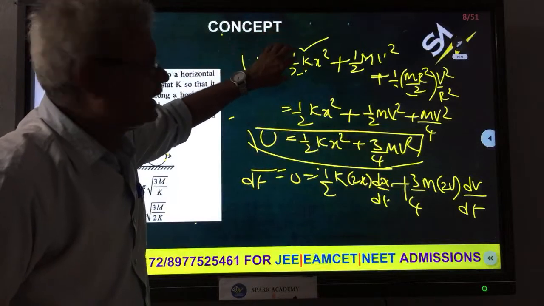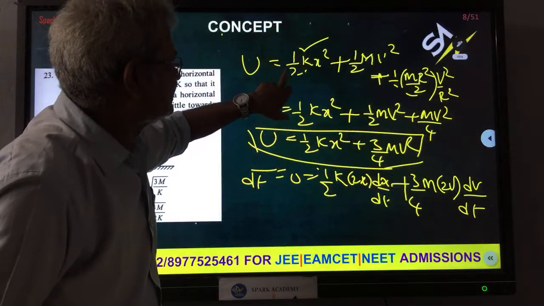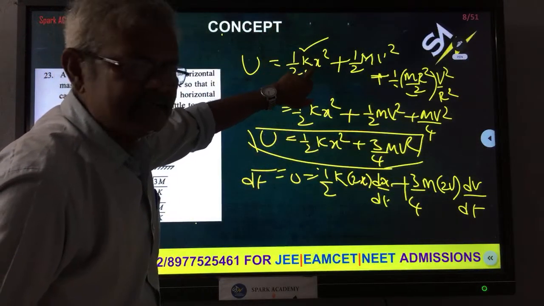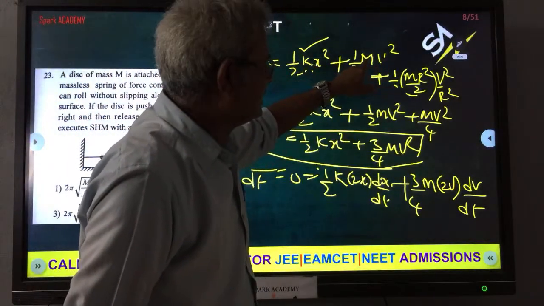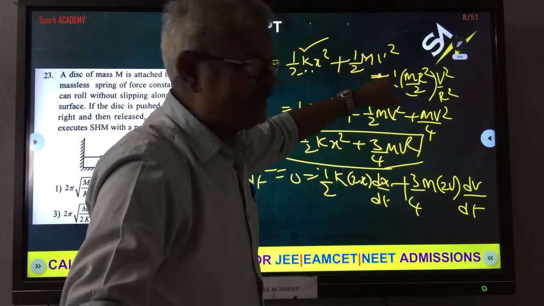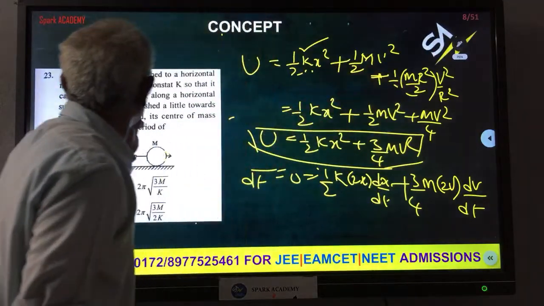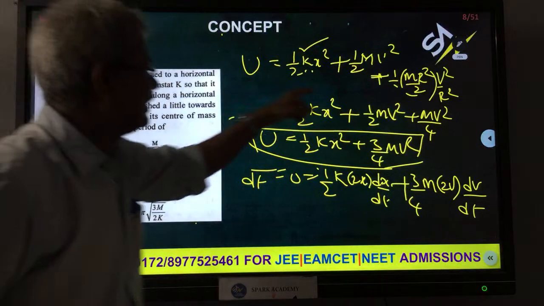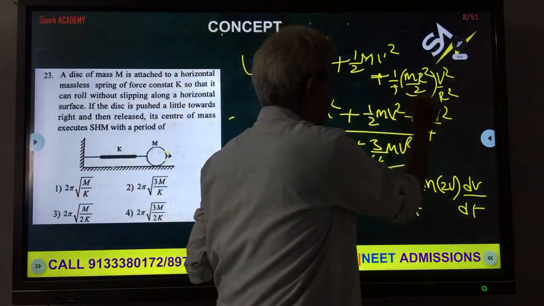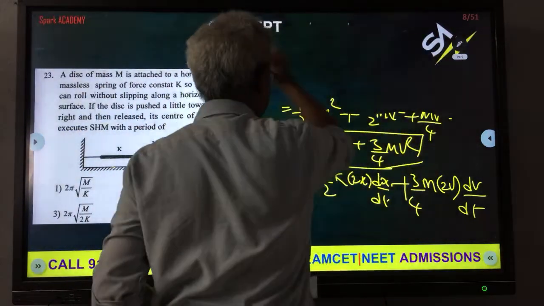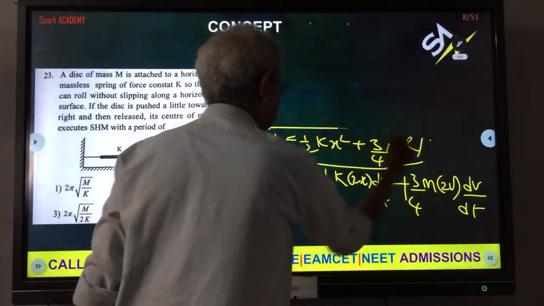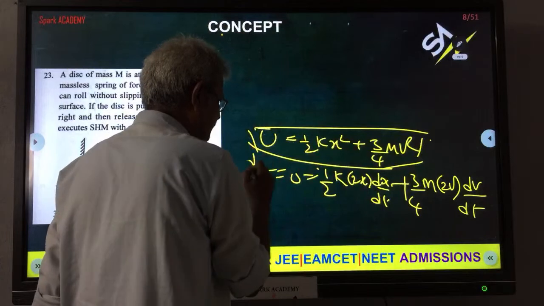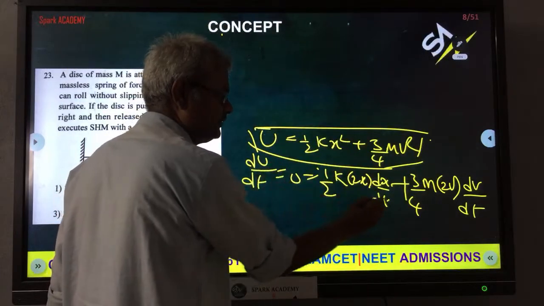So the total energy which you have supplied has converted into stretching the spring, half kx square, giving linear velocity, that is translational kinetic energy, and simultaneously rotating, since it rolls without slipping, half I omega square. So this entire thing gave us this equation, and after differentiating the total energy we got this.